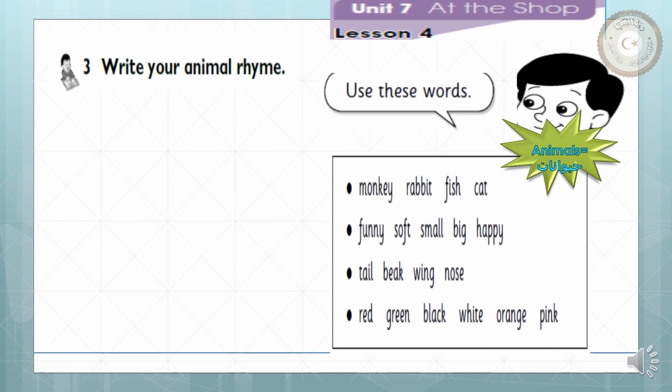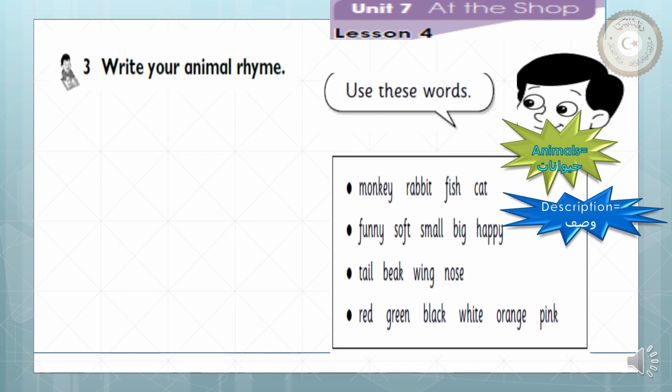Now look at the second group. Descriptions. Here we have some words to describe these animals: funny, soft, small, big, and happy. All of these words are descriptions. We will use these words to describe our animals.